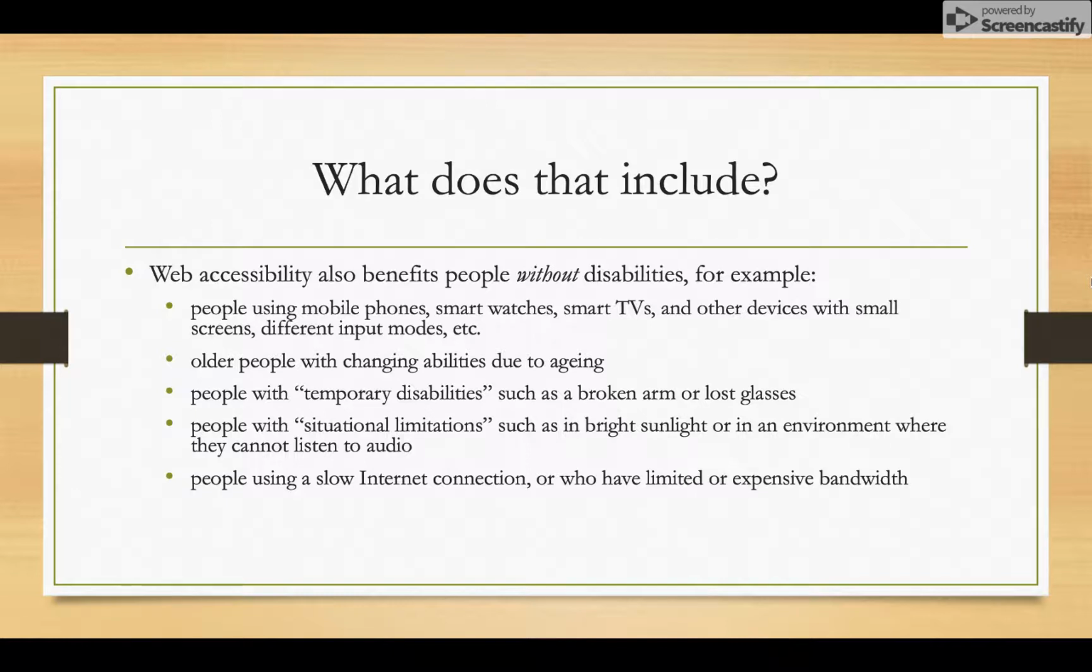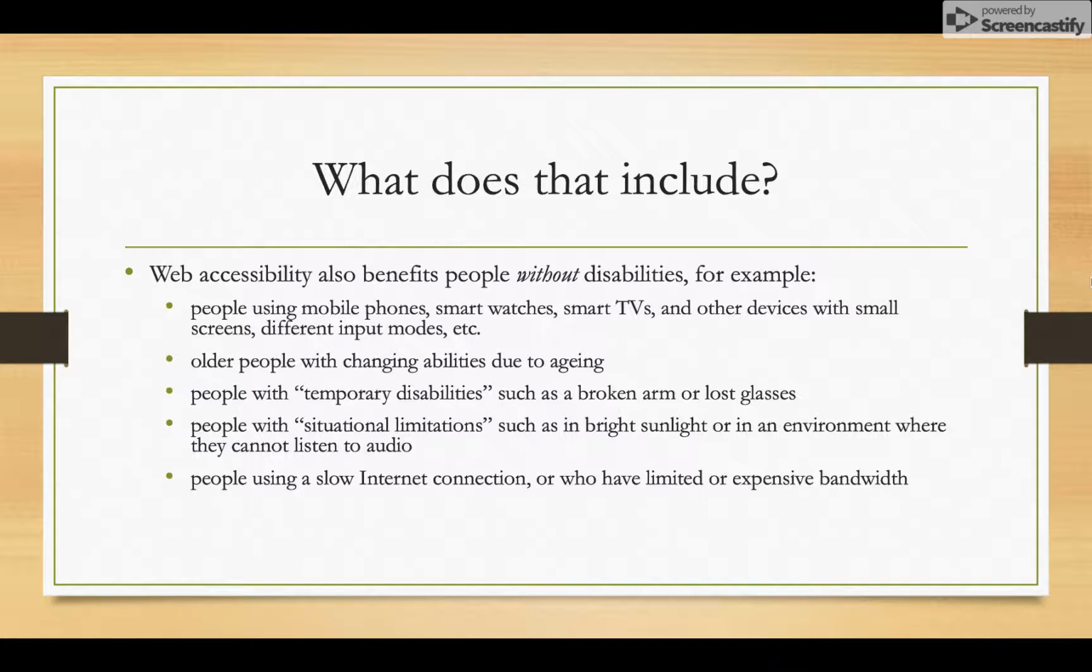So, web accessibility also benefits people without disabilities. For example, people using mobile phones, smartwatches, smart TVs, and other devices with small screens, different input modes. That's a type of web accessibility as well. When we modify a website from a desktop computer to a laptop screen to a tablet screen to your cell phone, that's still a form of accessibility.